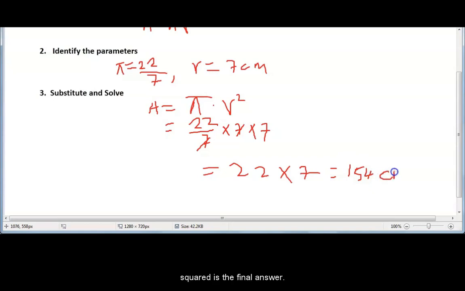154 centimeter square is the final answer. The unit for area is centimeter square. That's it on circles.